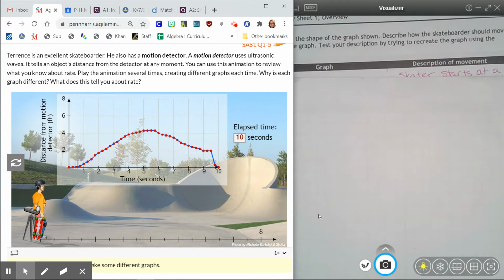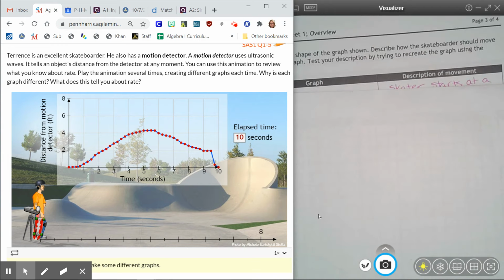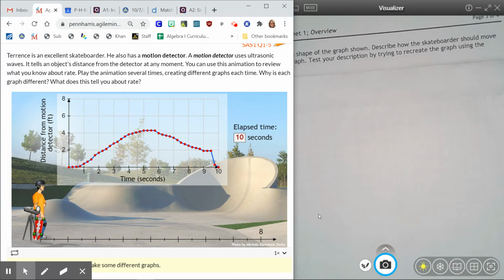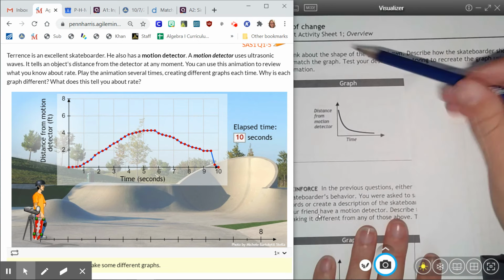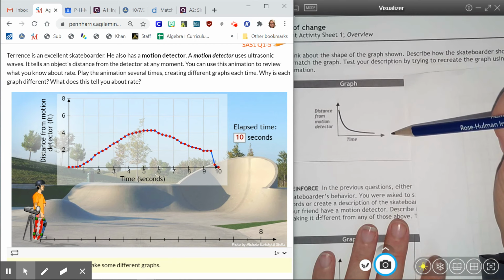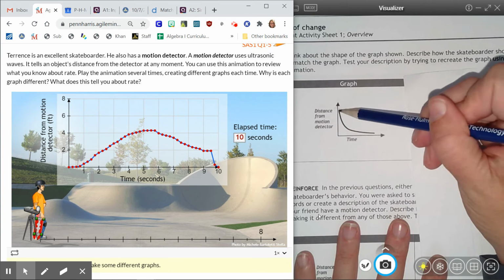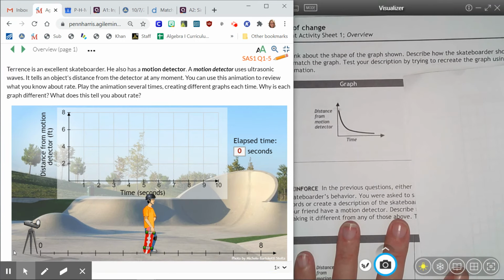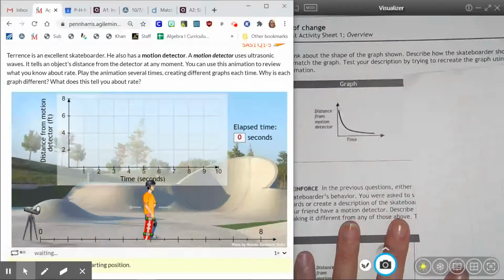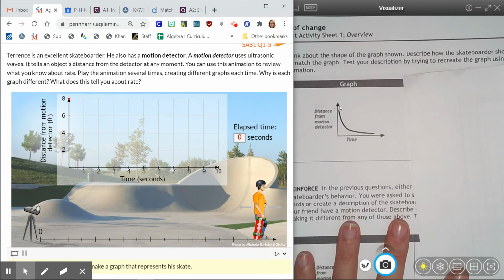So now we have another graph that they're going to show us, and we're going to describe what's happening, and we're going to test it on the screen. So over here, they want us to do a graph that starts way up here and moves down, okay? If you remember, what is up here, that is far away from the motion detector. So I'm going to reset this. To get my starting point up here, I have to bring Terrence this way. And it looks like in a really short amount of time, he gets really close to the detector, but then he kind of slows back down.